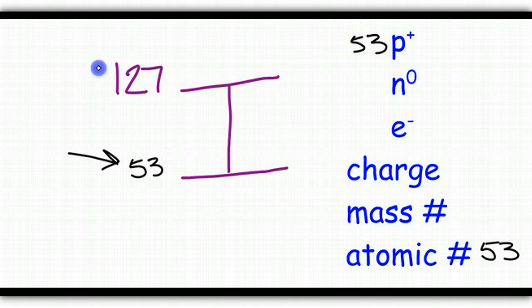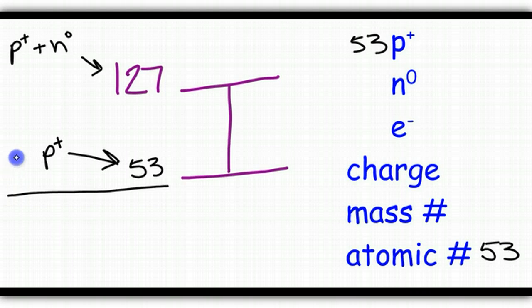If I want to know the neutrons, remember this number right here is the protons and the neutrons together. If this number is just the protons, I could subtract them, and that would give me the number of just my neutrons. So when I subtract these, I get 74. So we have 74 neutrons.